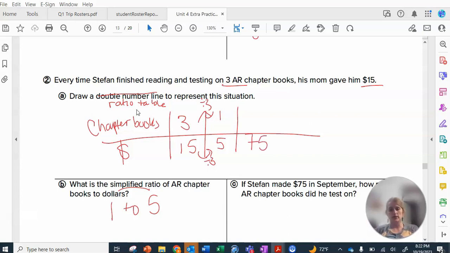How many chapter books did he test on? 5 times what number? Oh wait, actually I just did this one up in the last one. We said 5 times 15 gives us 75, so 1 times 15. He must have read 15 books.